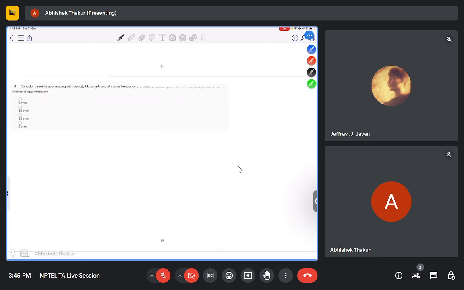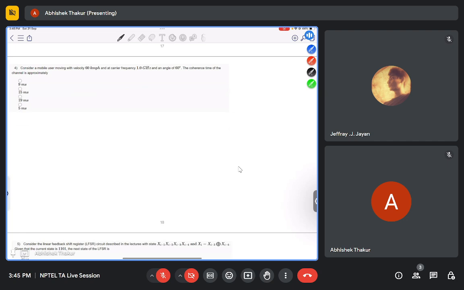Now coming to question number 4. Consider a mobile user moving with a velocity of 60 kilometers per hour at a carrier frequency of 1 gigahertz and an angle of 60 degrees. The coherence time of the channel is. So we all know the Doppler shift equation. This question can be solved using Doppler shift. The formula is Fd is equal to Fc into V cos theta divided by C.